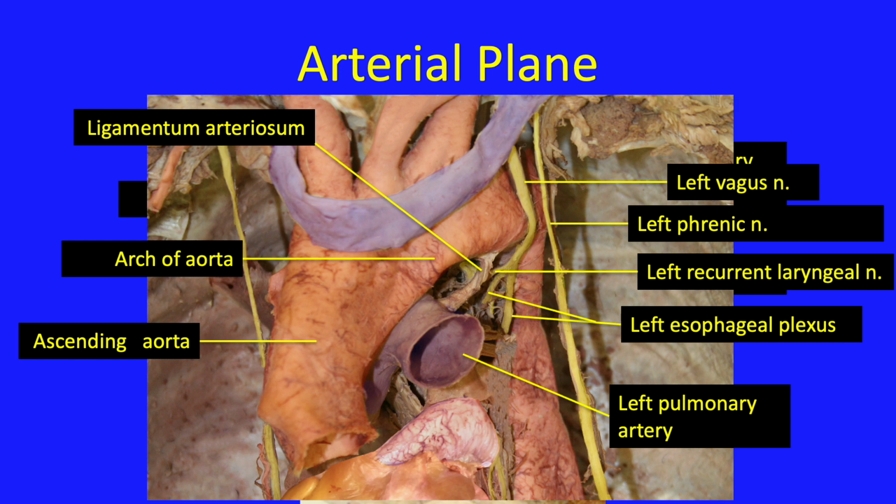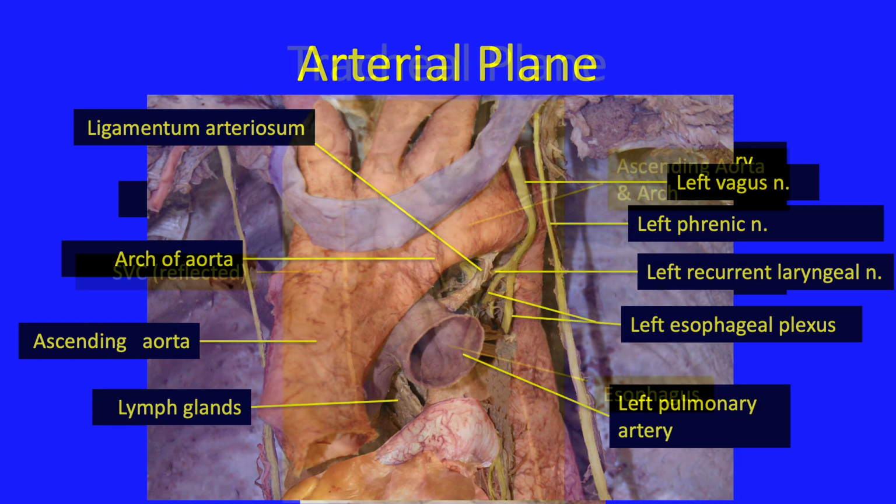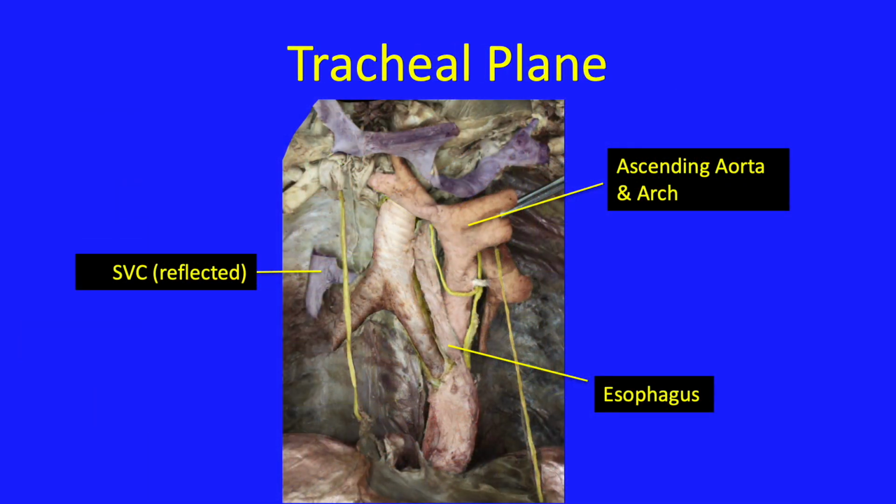The final structures present at this plane are the lymph glands, and there are many of them. Sometimes they resemble a solid mass of tissue, as in this example. Reflecting the aorta and the IVC, we expose the trachea.